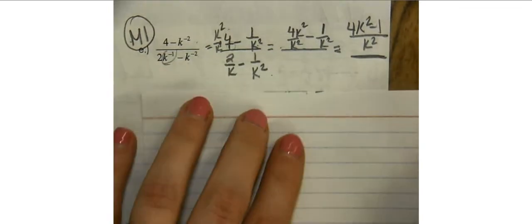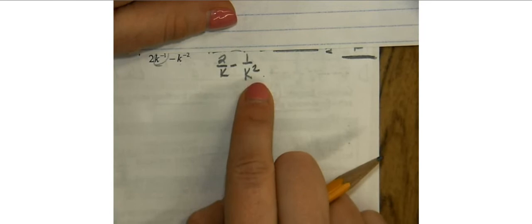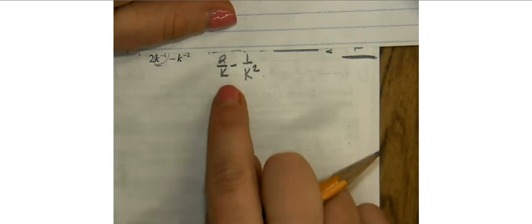Now I'm ready for my denominator. What do k and k squared have in common? Well, since they both have in common a k, the largest degree wins. And the largest degree between k and k squared is k squared. So I need to change both of my denominators to be k squared. Fortunately, my second fraction already has a denominator of k squared, so I'm not going to change it.